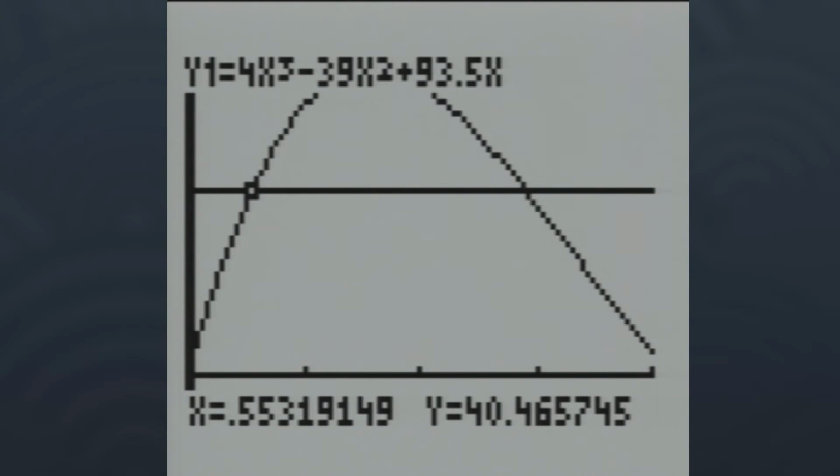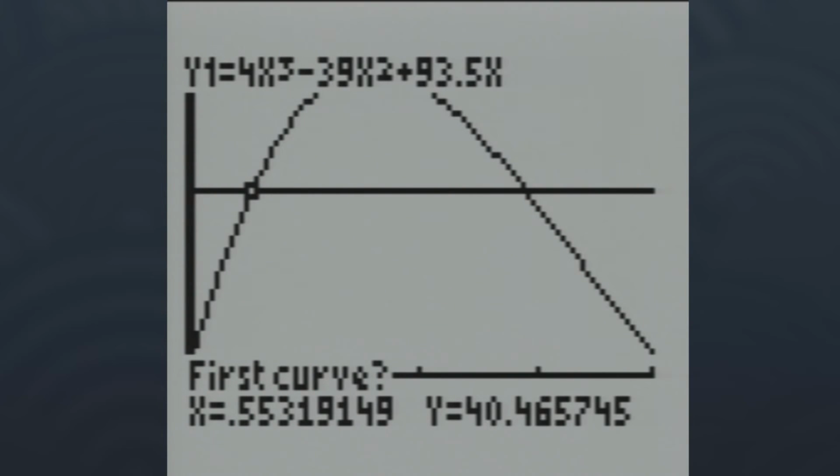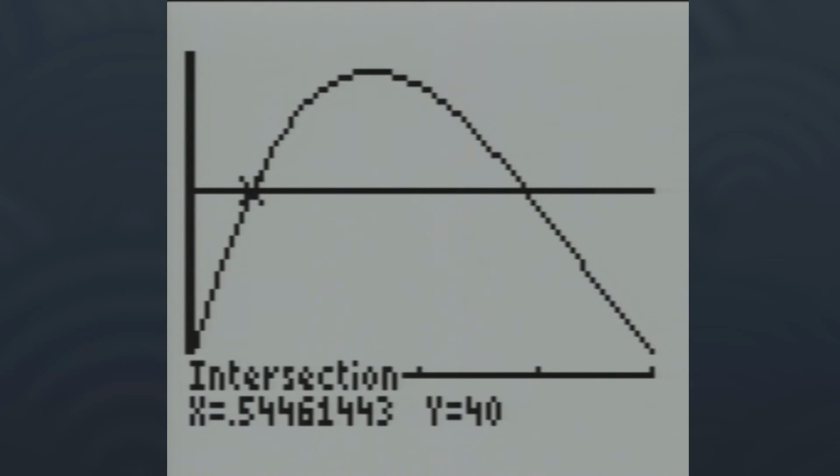So if you move over to the intersection on the left, now your numbers might not be the same as mine, which is fine. And to find the intersection, remember you do second trace, and it's down at number 5. Hit enter. Remember that you need to tell the calculator which 2 curves you want the intersection of. So right now I'm sitting on y1, hit enter. Now I'm sitting on y2. Hit enter again and again, and we find that a volume of 40 cubic inches we can get by cutting out a square that's about 0.545 inches on a side.